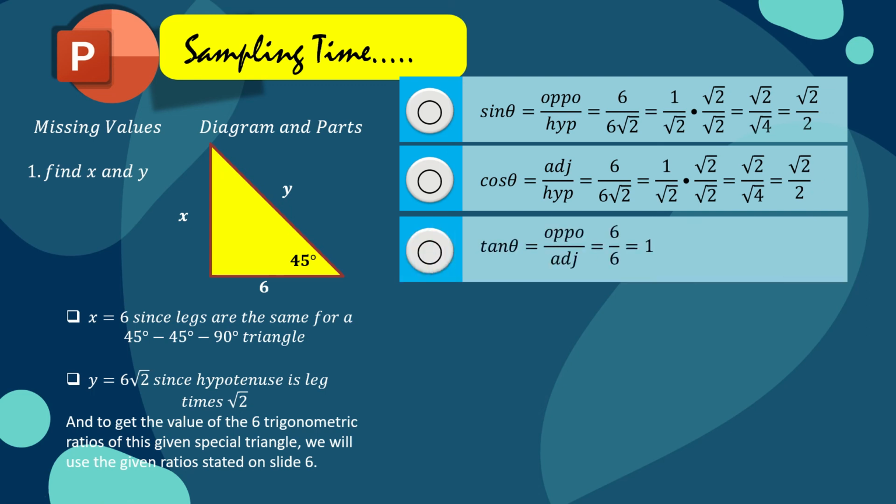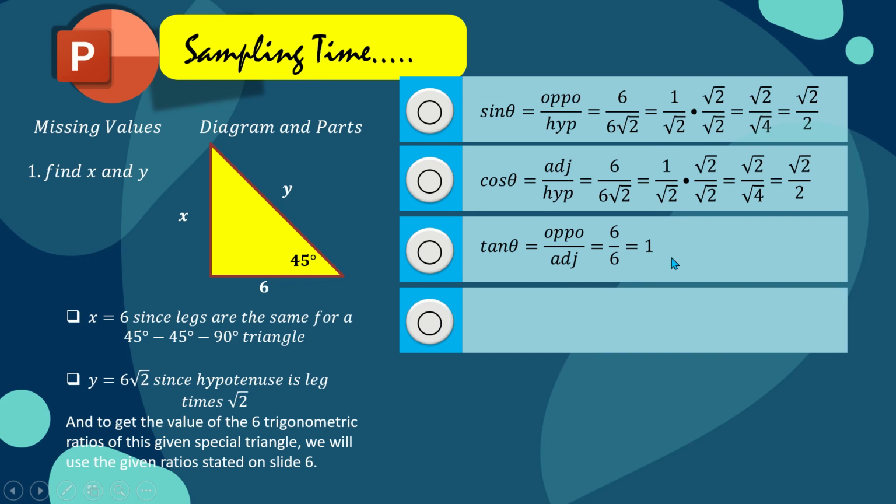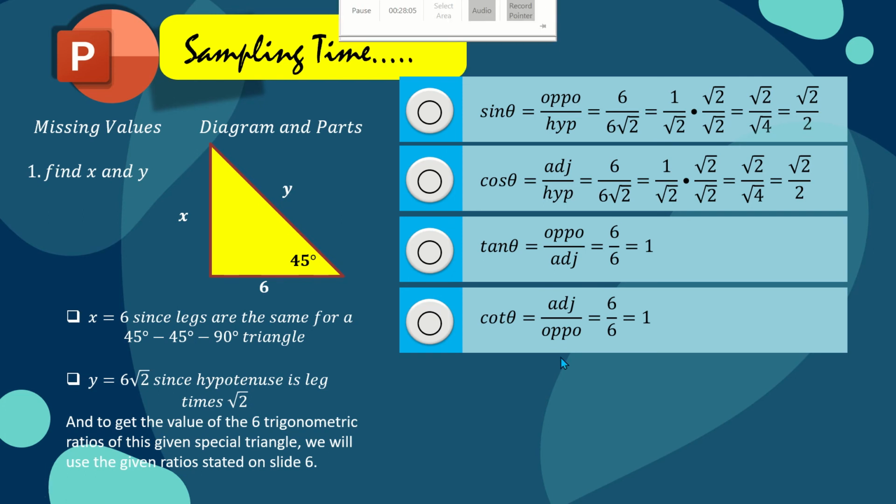While the tangent function, tangent theta or tangent of 45 degrees, is opposite over adjacent, where itong opposite side is x over adjacent side 6. So this is 6 over 6. 6 divided by 6 is 1. Ang value sa tangent function is 1. Then, okay, to continue, cotangent function. Cotangent function is adjacent x-axis over opposite y-axis. So 6 over 6 gihapon, which is equivalent to 1.